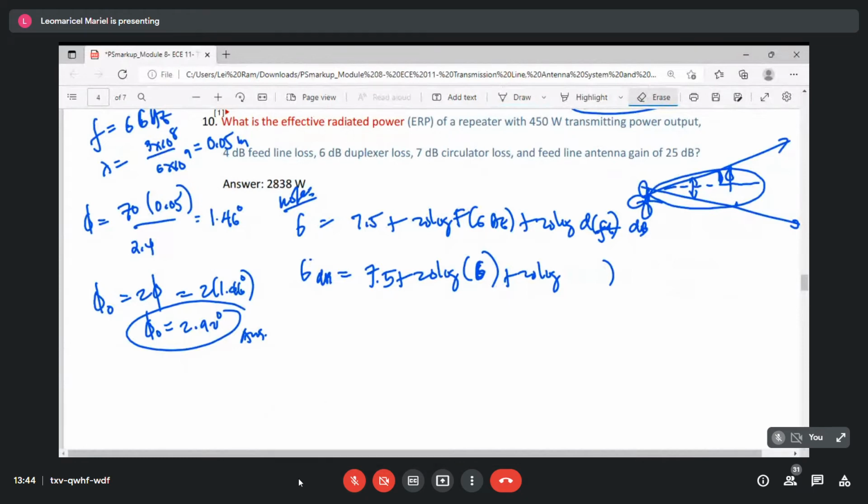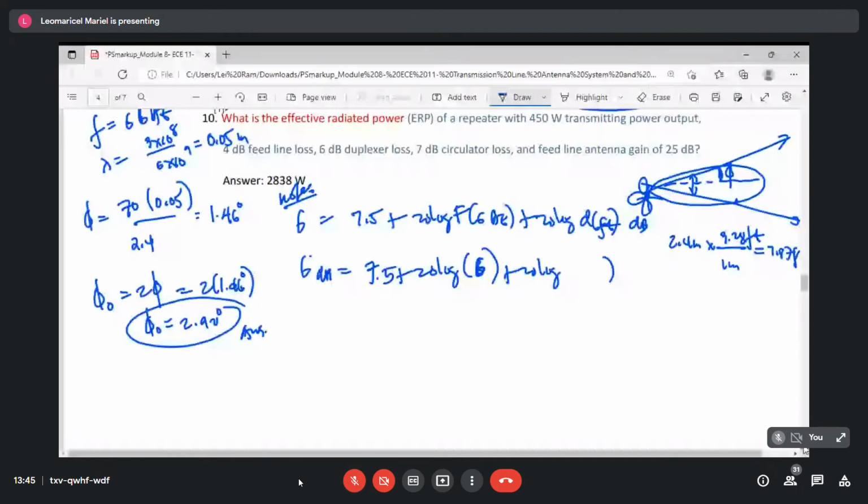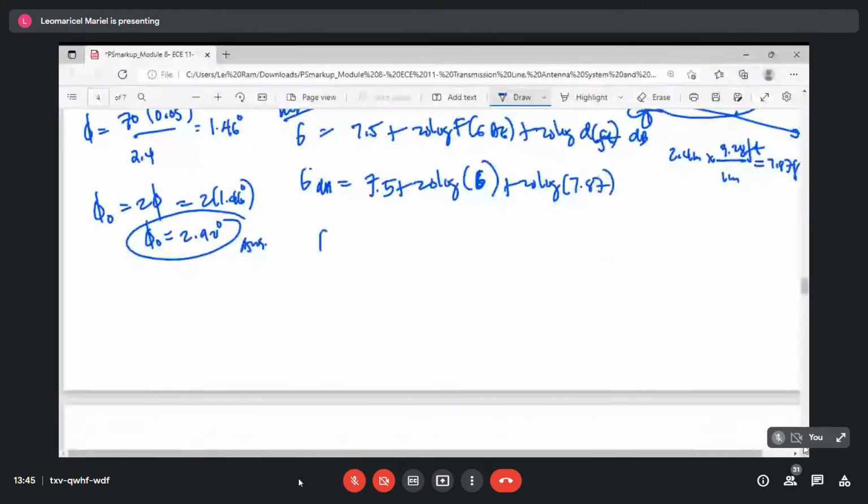Therefore, first convert the 2.4 meters into feet. For every 1 meter, there are 3.28 feet. So 3.28 times 2.4 is 7.87 feet. So you put 7.87 feet there. Then the gain must be 41 dB. Perfect, 41 dB is the answer.